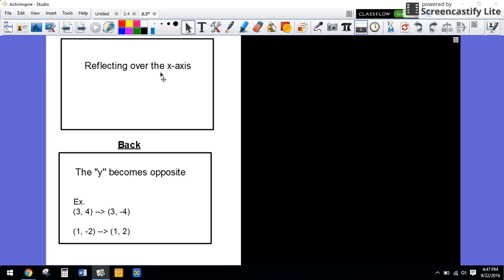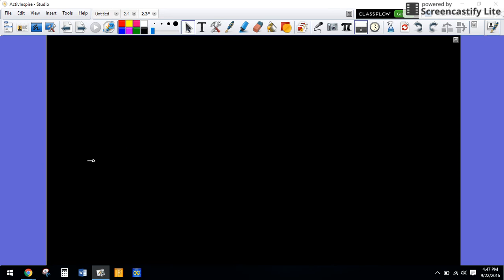Okay, now that you've written this on the front, on the back, we're going to write the y becomes opposite. And we've given you an example down here. So if we started out with the y being positive and we reflected over the x-axis, the y becomes opposite, which means it's negative. So here, our y value was negative, and when we reflected over the x-axis, our y value became positive. So you might need to pause that so you can write that down. I'm going to keep moving. Pause if you need to.